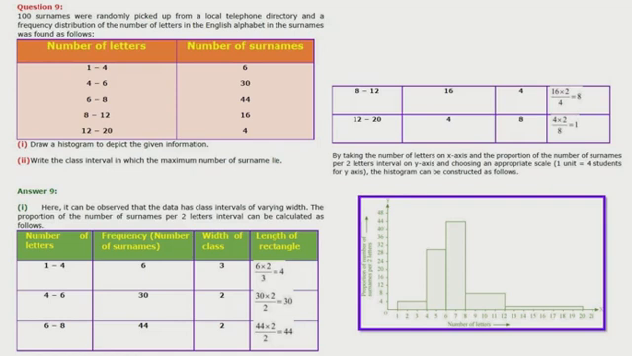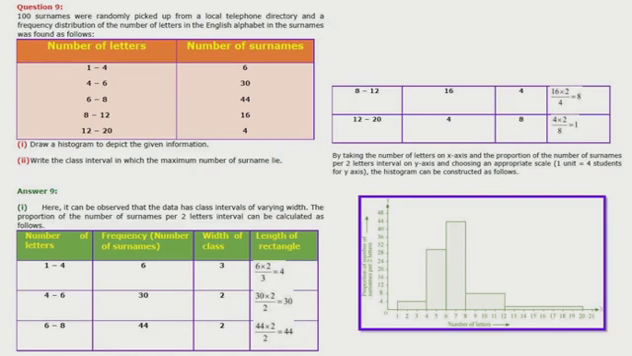The next, 6 to 8, 44, width 2, so 44 into 2 divided by 2 is 44. Then 8 to 12, 16, so 16 into 2 by 4 equals 8. Then 12 to 20, 4, class width is 8, so 4 into 2 by 8 equals 1. So by taking the number of letters on the x-axis and the proportion of the number of surnames per 2 letters interval on the y-axis, and choosing an appropriate scale, 1 unit equal to 4 students for the y-axis.